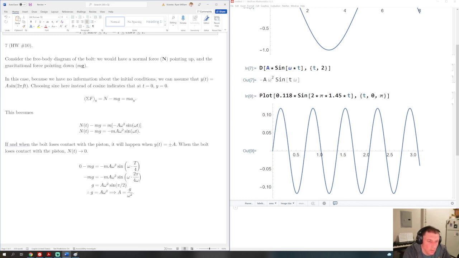And just to make sure it's not just t, it's big T over 4, right? Where big T is the period, not little t, because little t is just time. It's just arbitrary.